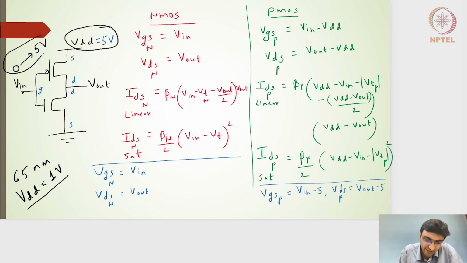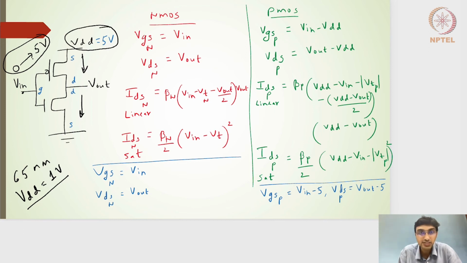So if I have this 0 to 5 volts range, that means if the input voltage is 0, what should be the output voltage? What should be the current here? If the input voltage is 1 volt, what should be the current here? What should be the output voltage? If the input voltage is 2 volts, what should be the current here, and the output voltage?